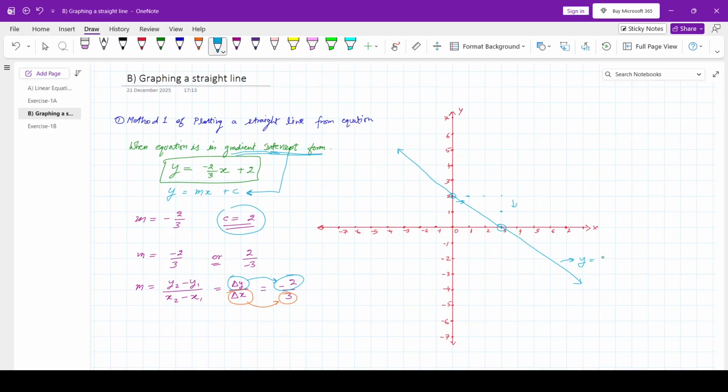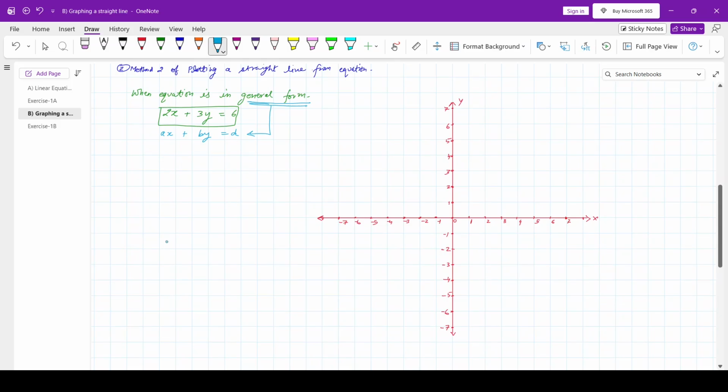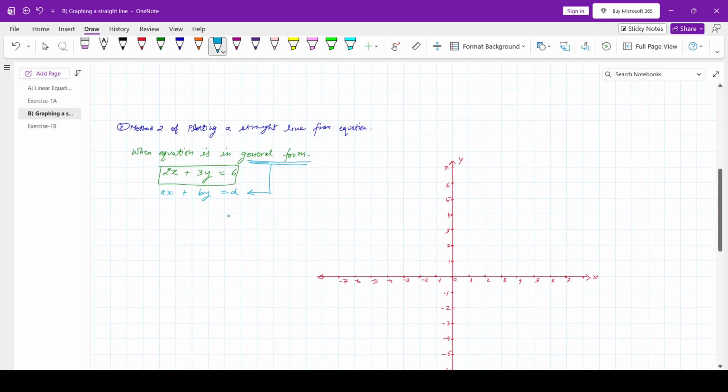This is y is equal to minus 2 by 3x plus 2, and we have plotted the graph of this equation. Now if we move on to method 2, method 2 shows us how to plot a graph of a line when we are given this form of equation, the general form.